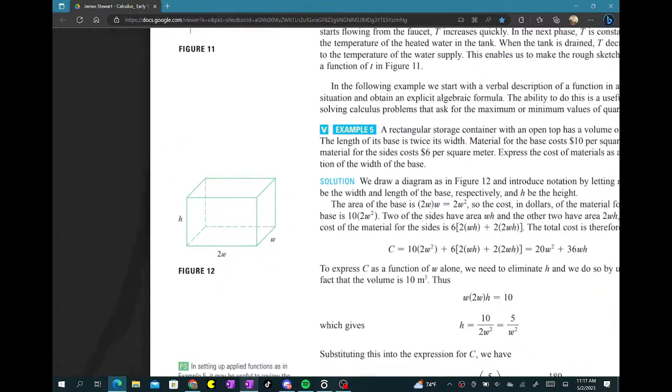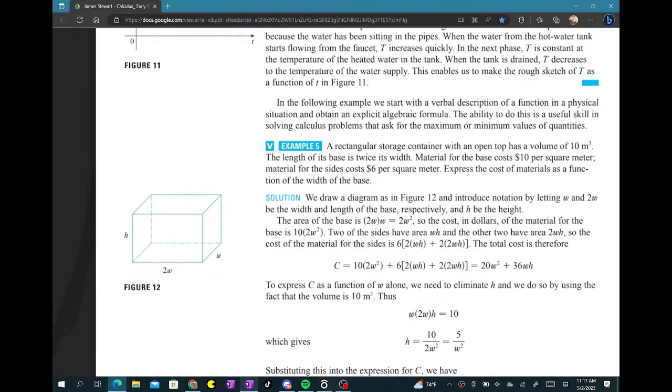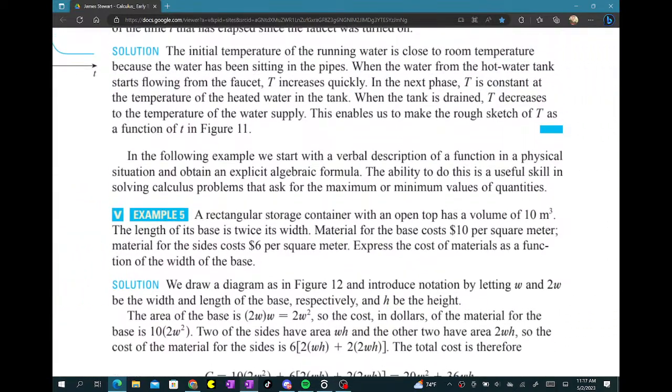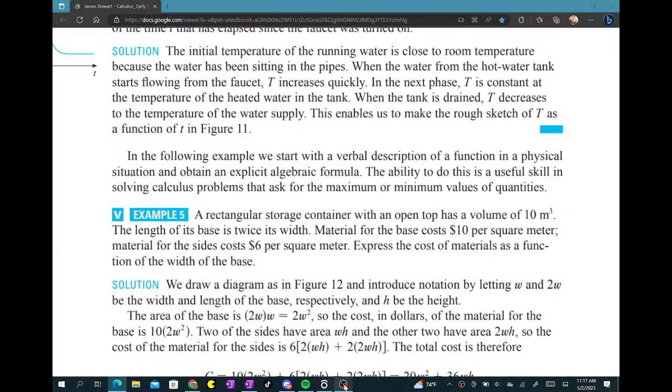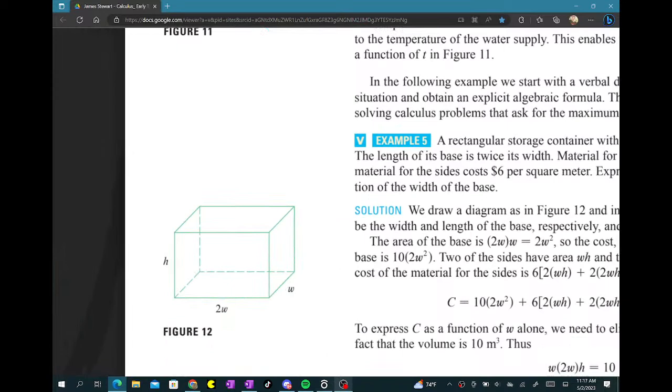It says, a rectangular storage container with an open top has a volume of 10 meters cubed. The length of the base is twice the width. Material for the base costs $10 per square meter. Material for the sides costs $6 per square meter. Express the cost of materials as a function of the width of the base.